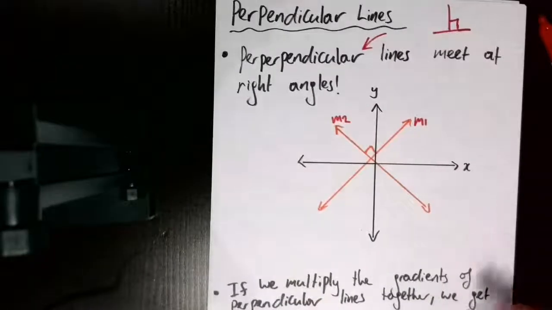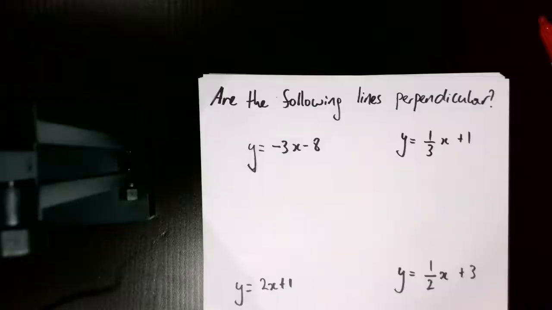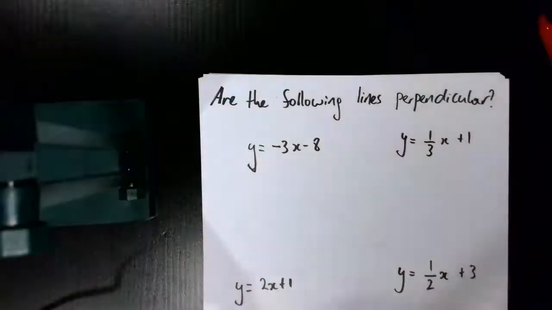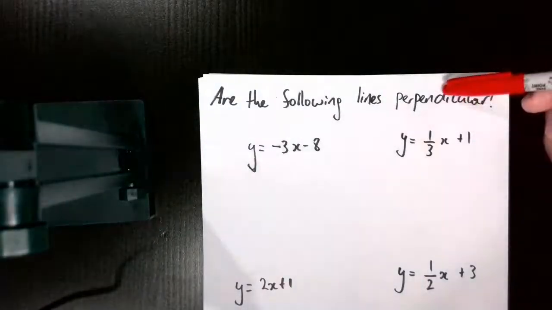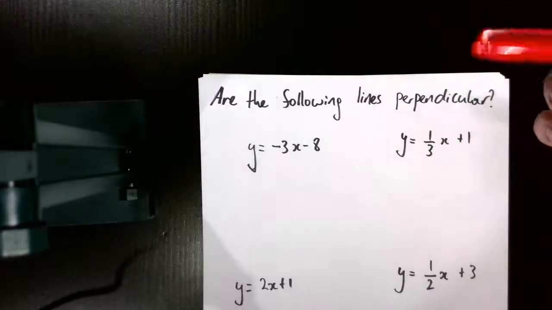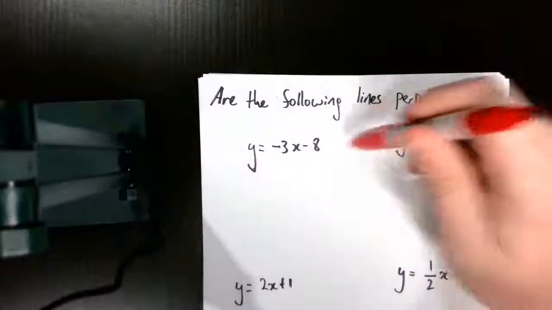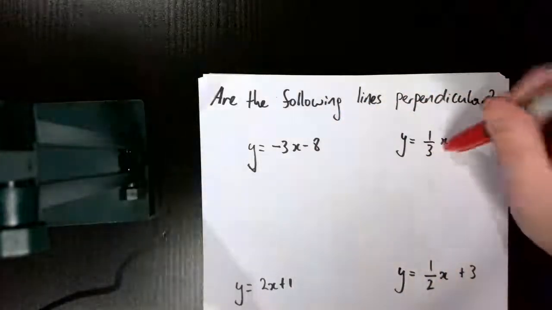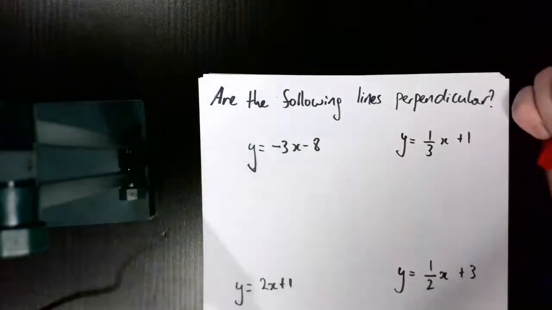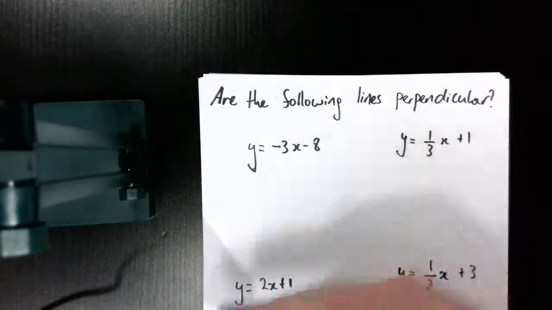So let's start off with just checking our lines to see whether or not they're perpendicular. We'll jump into a few questions that help us out with that. Here's our question. Are the following pairs of lines perpendicular? Is this line perpendicular to this second line here? Do they meet at right angles? Why don't we check?